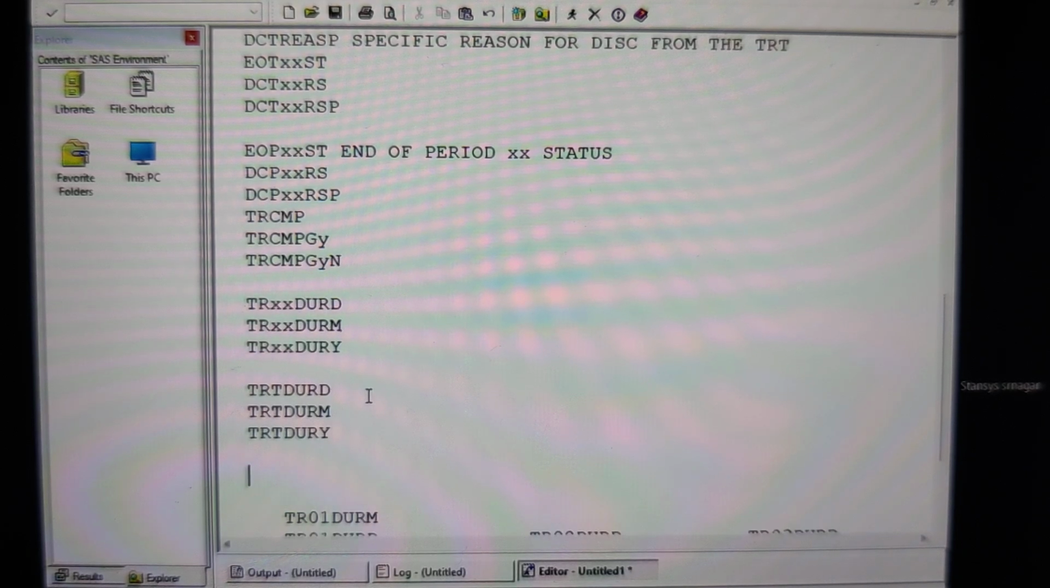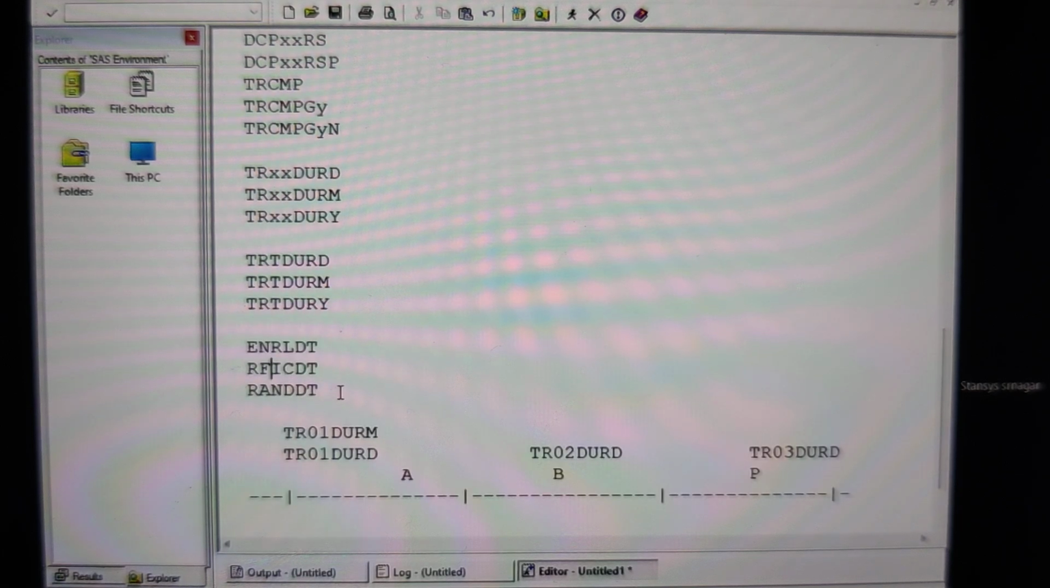Then we are going to have TNRIDT, enrollment date numerical. Then we are going to have ICDT, informed consent date numerical. Then we are going to have RANDDT, randomization date numerical. Enrollment date, informed consent date, RFICDT, randomization date, all three dates numerical.